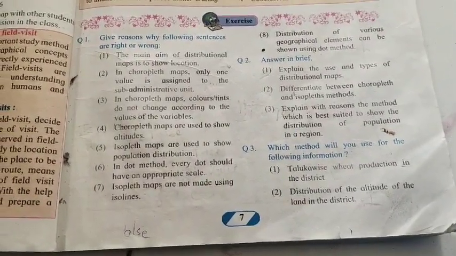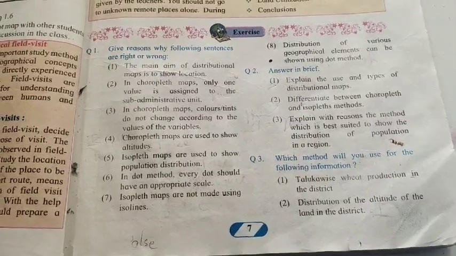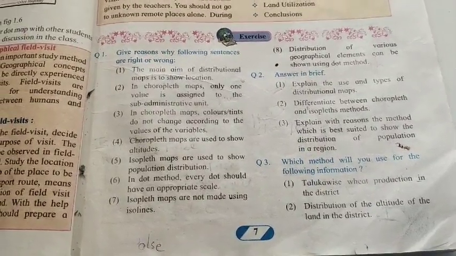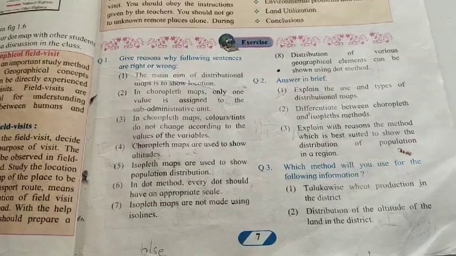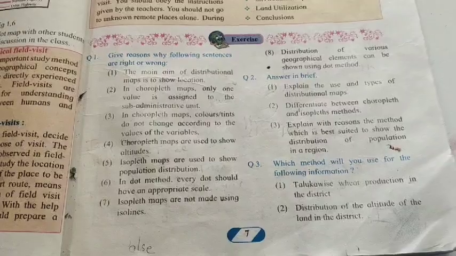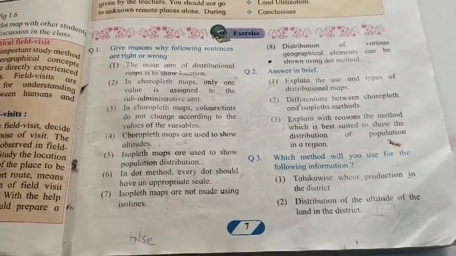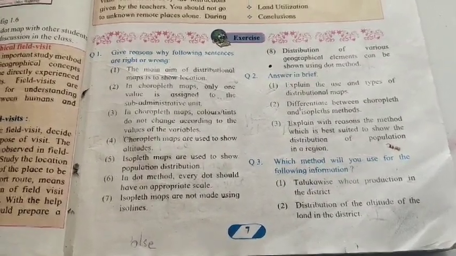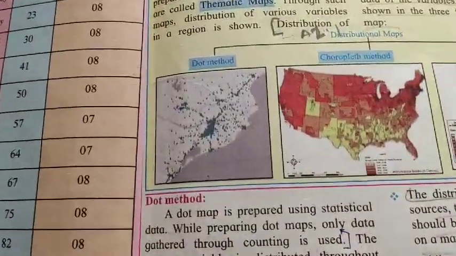So with the help of class intervals, it is easy to show the distribution of a variable on the map, whereas in dot method, counting of the dots becomes difficult in highly populated areas where the dots are very close to each other. That's the answer. You can see the answer is still this much, but I'm just trying to show you this particular figure here.